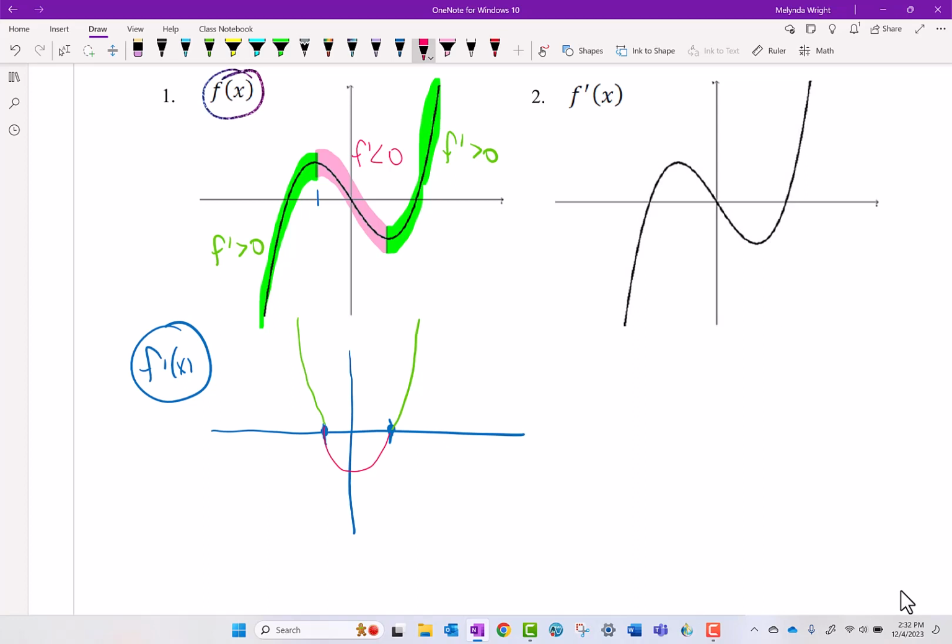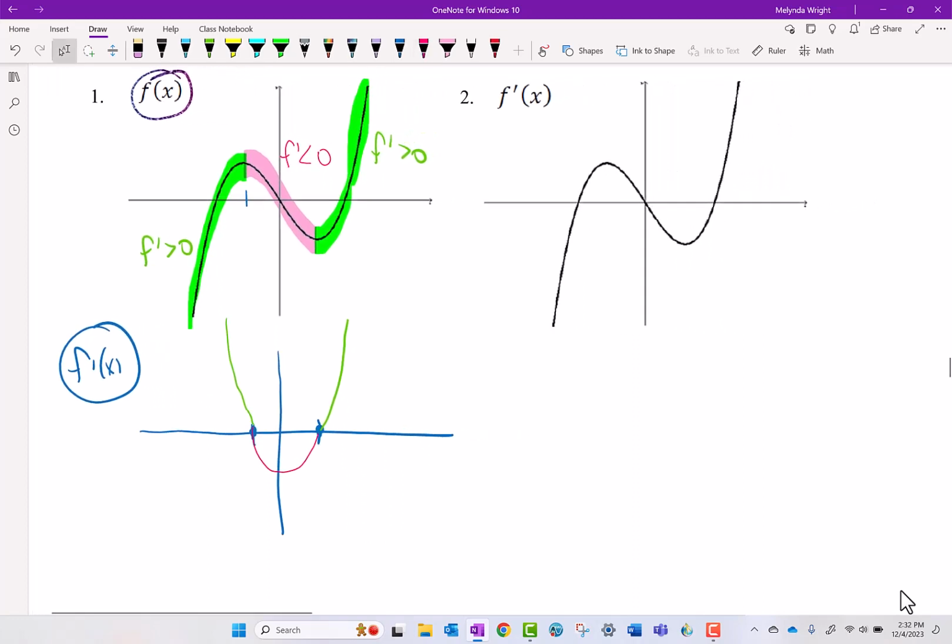Now let's do the reverse. Now we have a picture of the first derivative right here. This is our first derivative graph. So we have a picture of that. So let's think about that. What does the first derivative look like? How does it affect how the position looks?